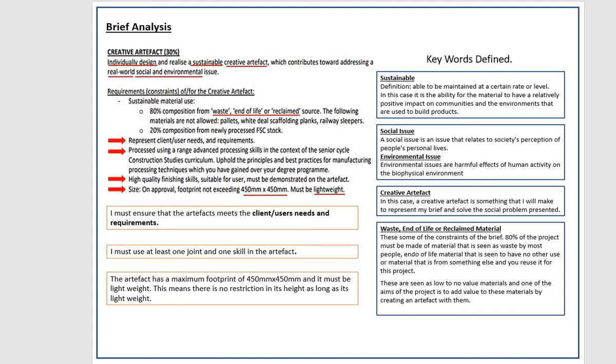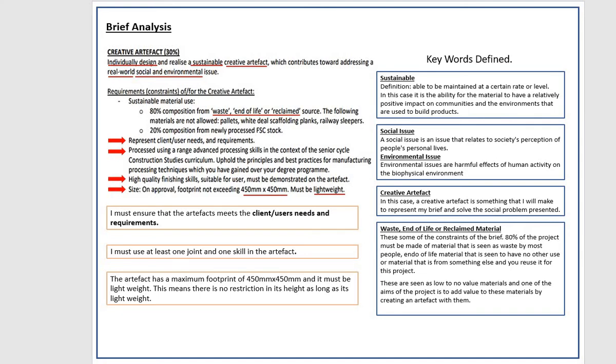of my brief. I looked through the keywords highlighted there, and I broke them down into what I think they mean anyways. My understanding. So sustainable, social and environmental issues, creative artifact, and then waste and end of life or reclaimed materials. I also looked at some of the requirements. They're in the kind of orange, and they're highlighted here with the arrows as well.